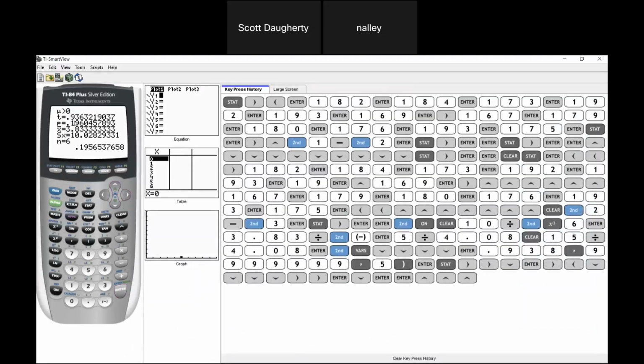All right, so there's your test statistic, 0.936. Same thing we got before. And there's your p-value, 0.196. The way it gives you the d-bar value, 0.83, that's the average from the sample. And then your sample standard deviation is 10.0, right? We had that before.